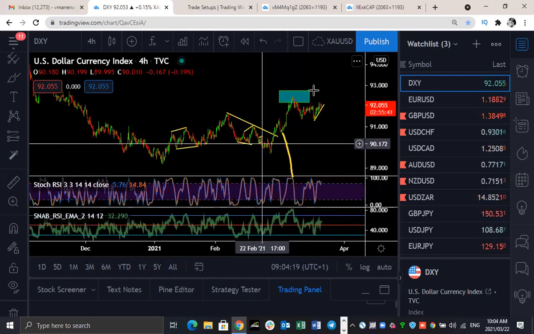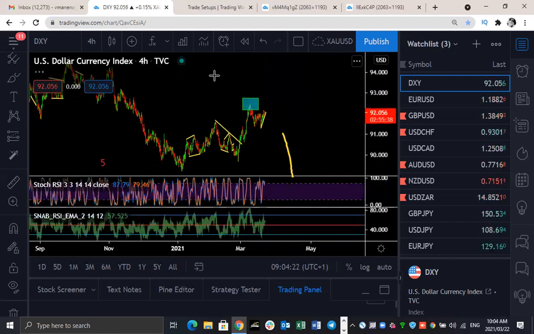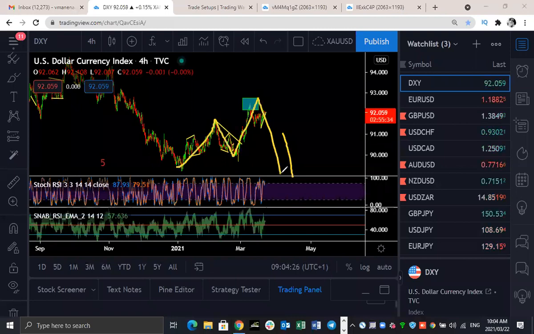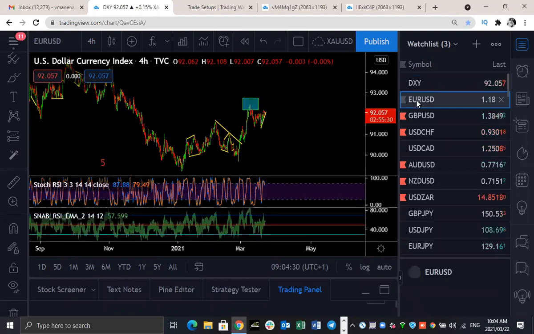Okay, so let's have a look here. So that is the overall structure. We are looking for that. Just to reiterate what we're looking for, and then this downside here. Right, that is DXY. The euro is the same.